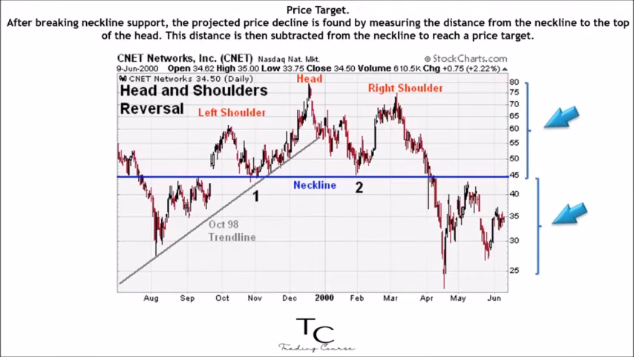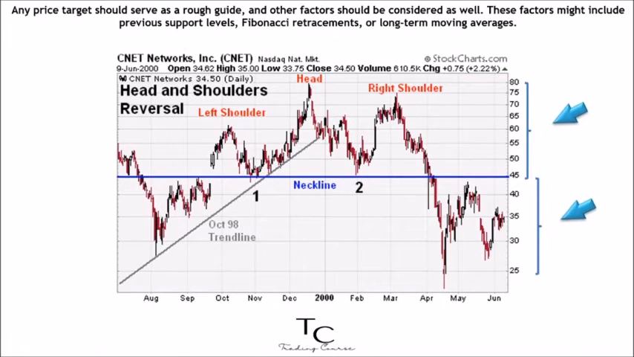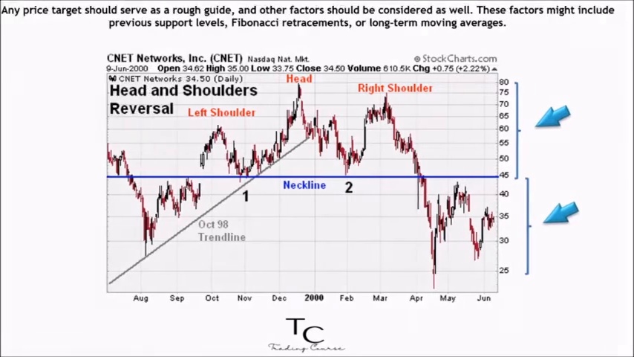Price target. After breaking neckline support, the projected price decline is found by measuring the distance from the neckline to the top of the head. This distance is then subtracted from the neckline to reach a price target. Any price target should serve as a rough guide, and other factors should be considered as well. These factors might include previous support levels, Fibonacci retracements, or long-term moving averages.